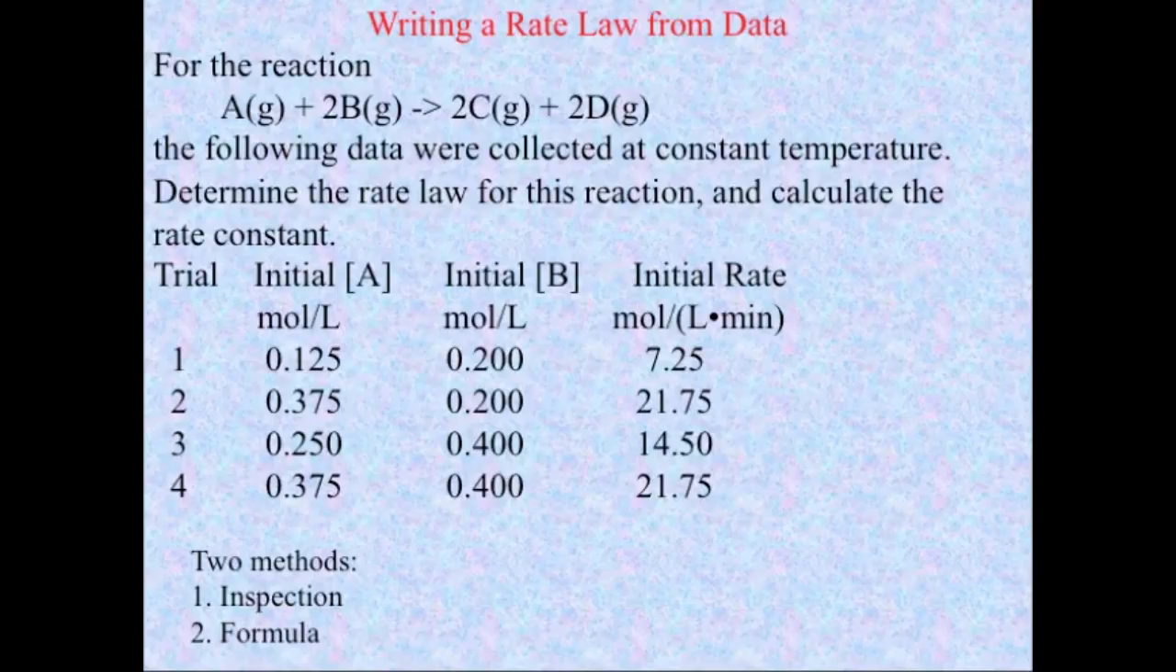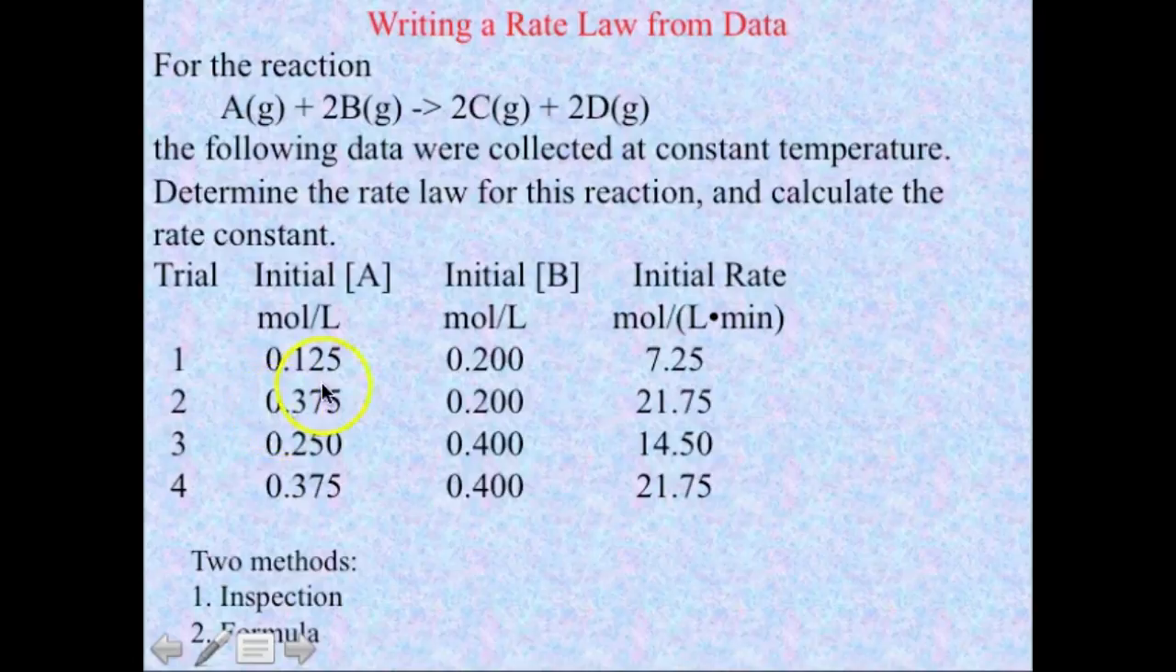Now we're going to learn to write a rate law from experimental data. So let's suppose we have the hypothetical reaction A plus 2B yields 2C plus 2D. And we go in the lab and we do 4 trials. In trial 1, we use an initial concentration of A of 0.125 moles per liter and an initial concentration of B of 0.2 moles per liter, and we measure the rate to be 7.25 moles per liter minute.